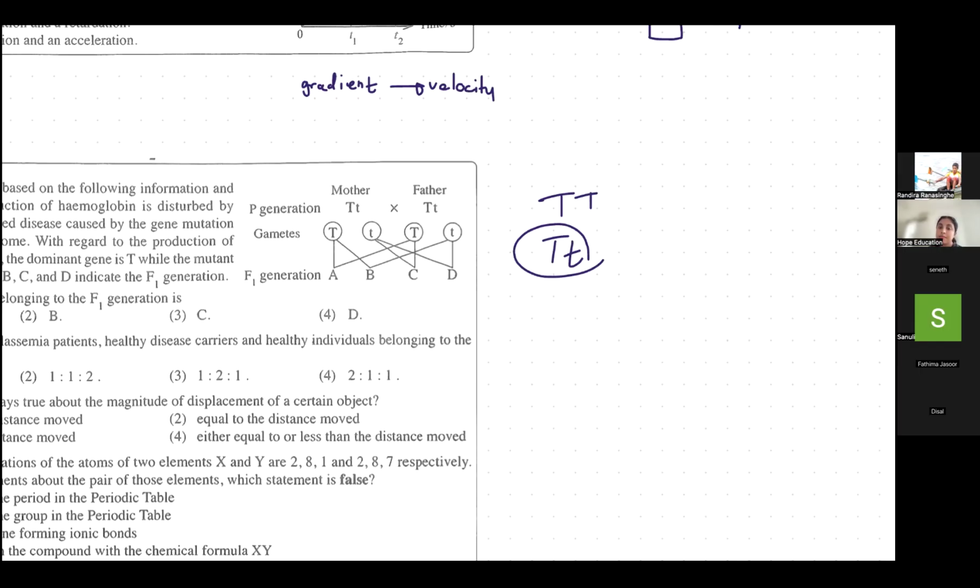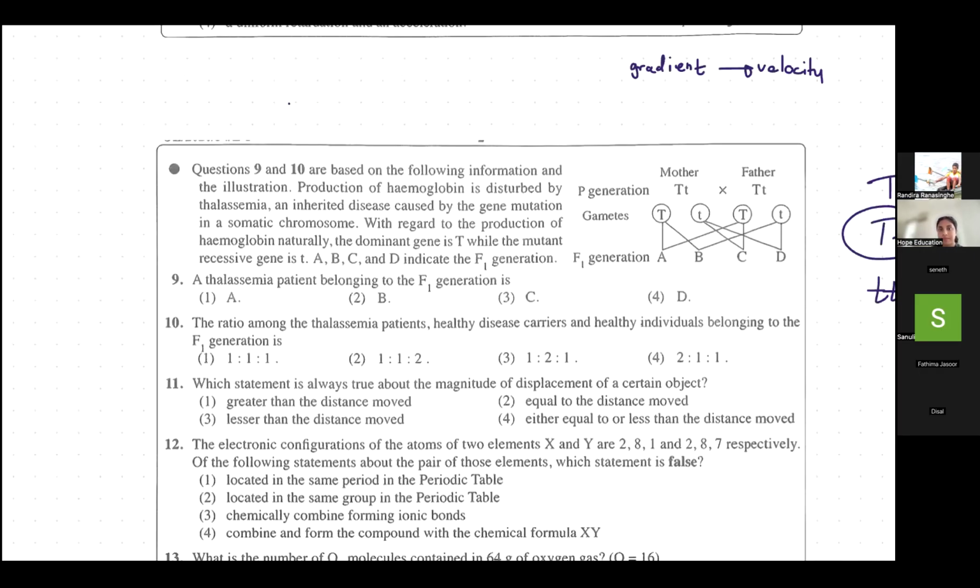Then simple T is diseased, yes. So capital T capital T is healthy, capital T simple T is carrier but healthy, simple T simple T is diseased. Now here we have crossed two carriers. Yeah, capital T simple T mother and capital T simple T father.